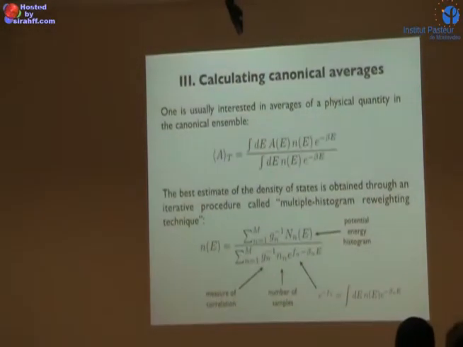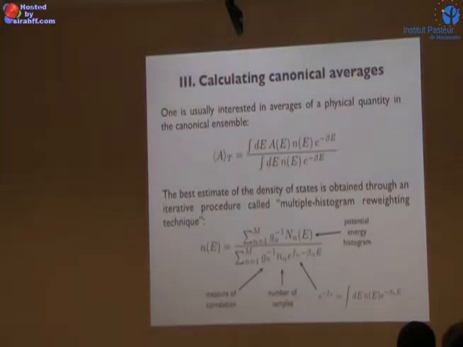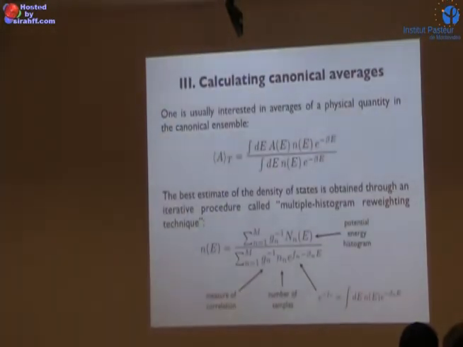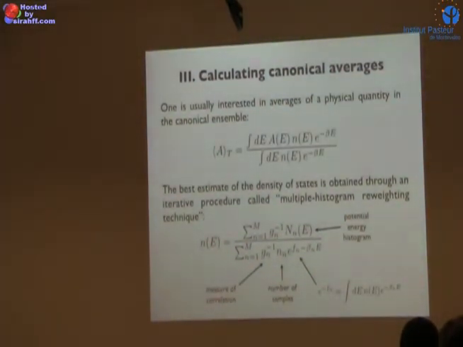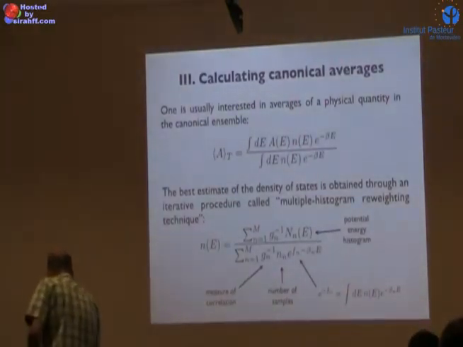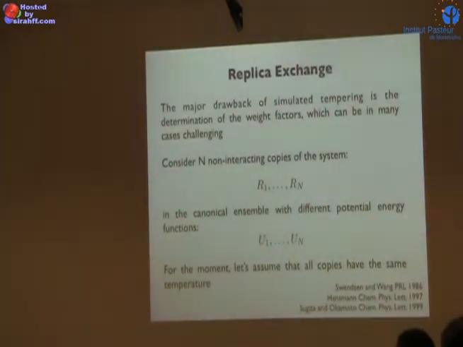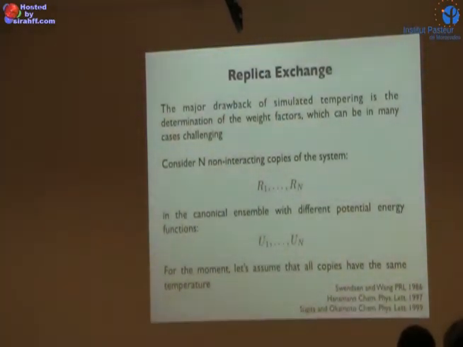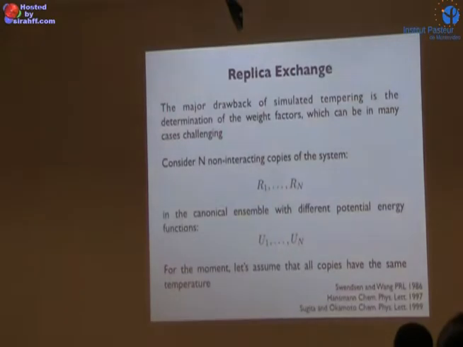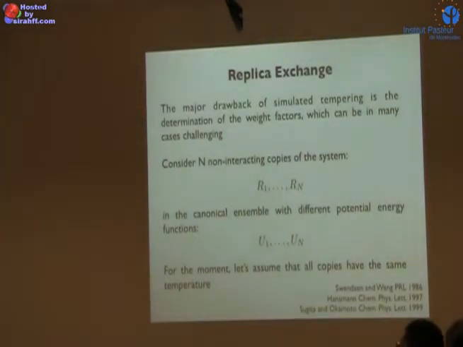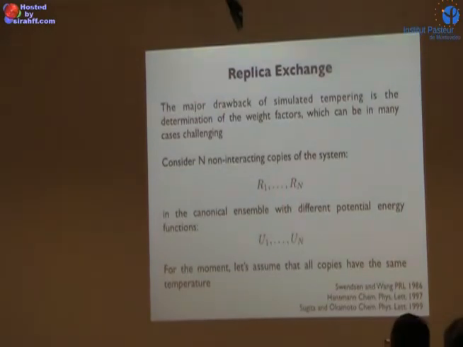But the bottom line is I have multiple simulations. I want to exploit all of them to give the best estimate of some quantities. And this quantity is the density of states in energy. And then you use this to calculate averages of properties. So this is the basic idea of the simulated tempering technique. As you can see, this is kind of a multi-step process, in which first you have to determine these weight factors. These are the quantities that are needed to make your system diffuse in the temperature space.